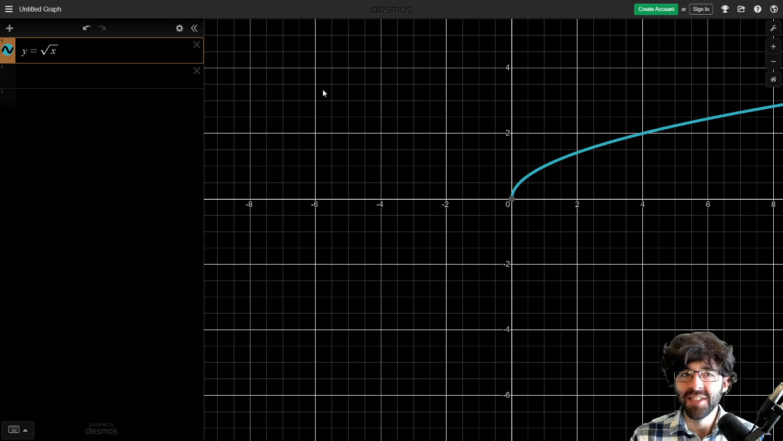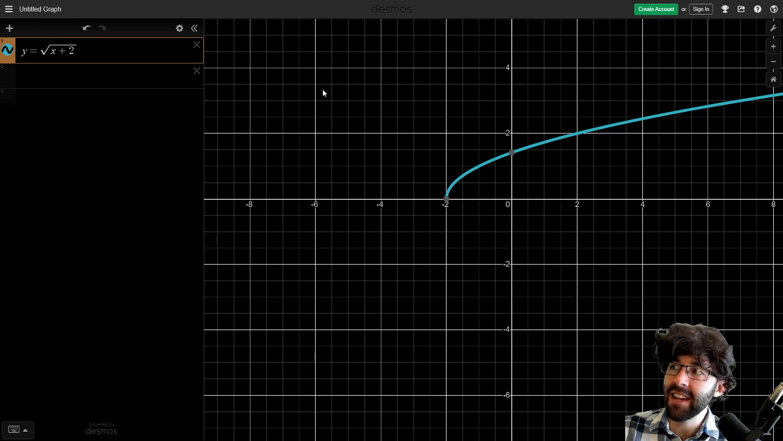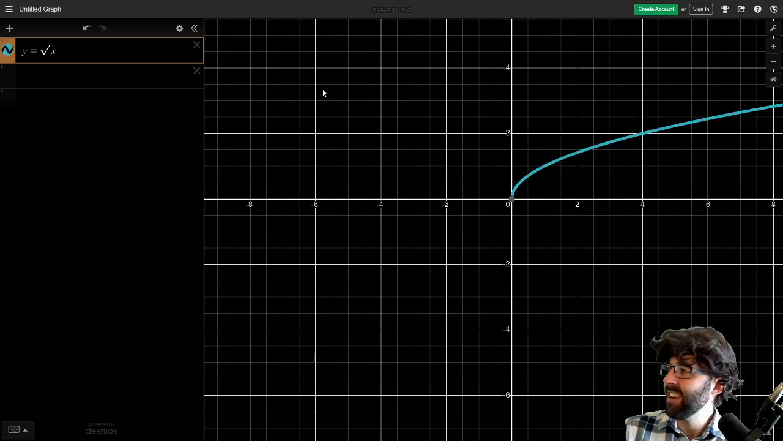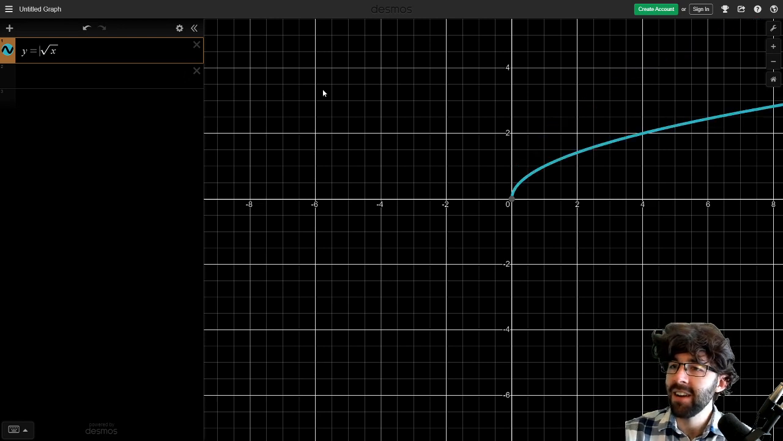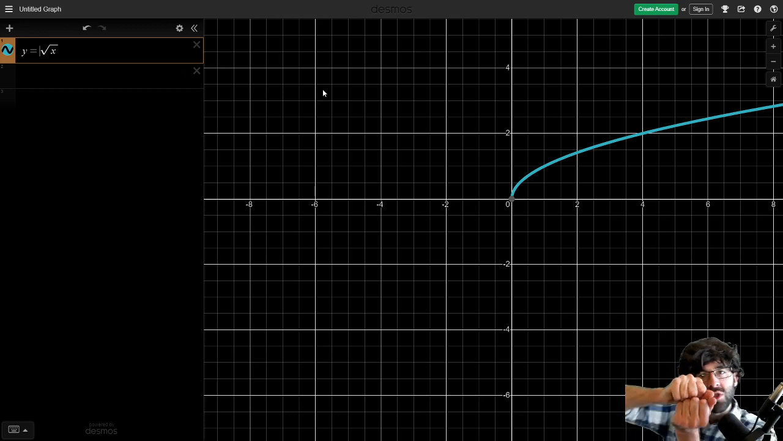Okay? So, vertical stretching. You hear the word vertical, you think outside the function, right? Just like vertical shift is adding something outside the function. Horizontal shift is something inside the function. So if vertical shift is addition, vertical stretching is multiplication. Look at that. If we multiply the outside of the function by 2, it gets stretched.